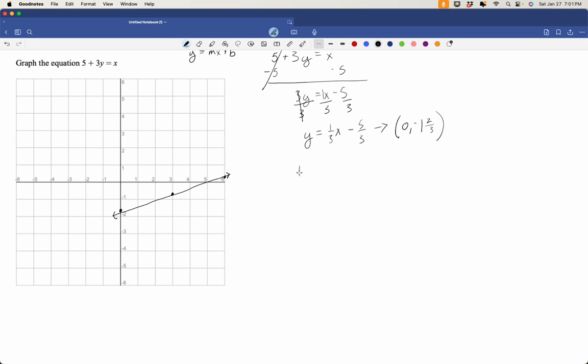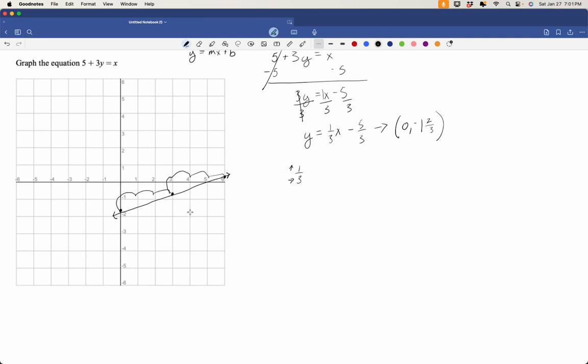But this 1/3, this slope, when it's positive, you're going to rise the number of spaces here, and then you're going to go to the right, the number of spaces here. And that's what we did. We made one jump here, and then 1, 2, 3 jumps. And then another whole jump here, and then 1, 2, 3 jumps. So that's what we did to find our next 2 points.